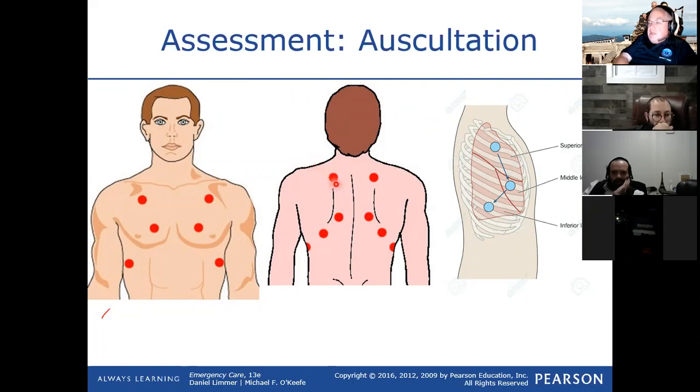So again, you're going to compare. Now it's not front to back, it's side to side. You're comparing each lung. So you're going to go here, here, but you tell the patient, breathe in, breathe out, breathe in, breathe out, so you know what phase of breathing you're listening to. Okay.